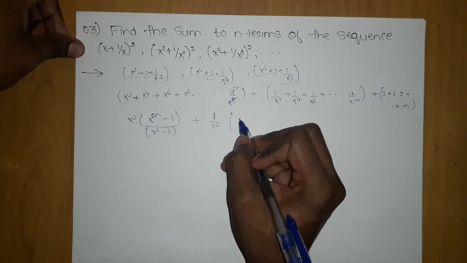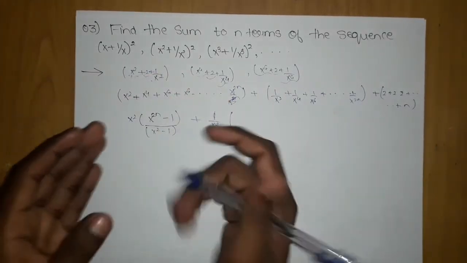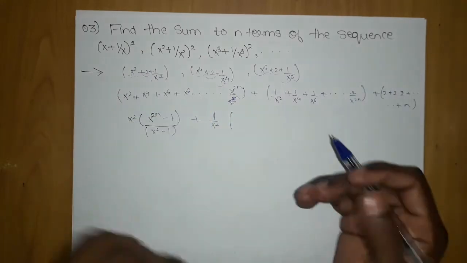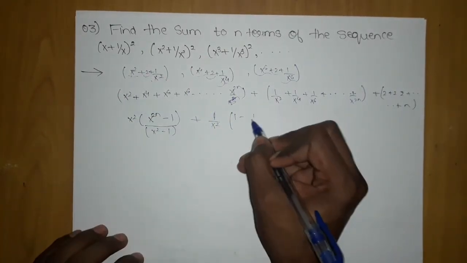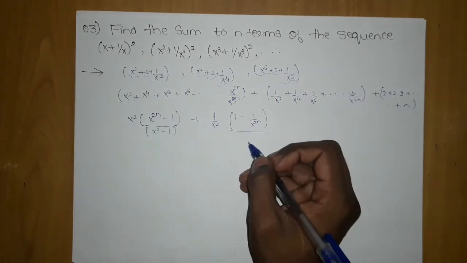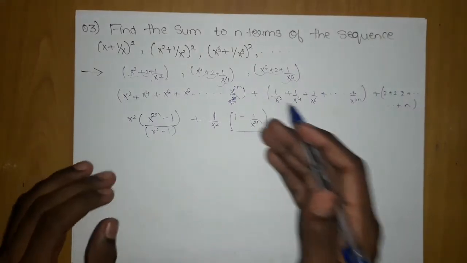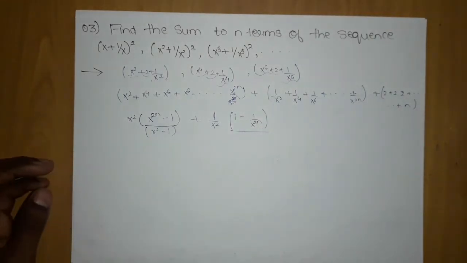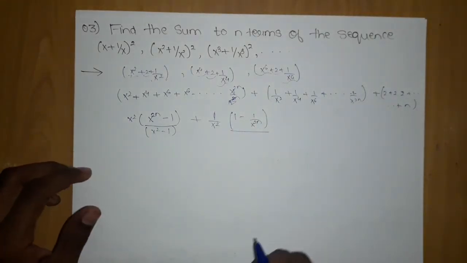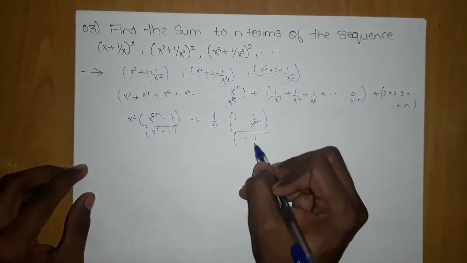Now listen, the sequence is again a GP, and it is positive. When the sequence is reciprocal, the last term will be 1 upon x power 2n. I hope you understand what I mean. The formula will be just reversed: 1 minus r power n will be used. That is the critical part, don't make a mistake in this thing. Then the denominator will be 1 minus 1 upon x square.